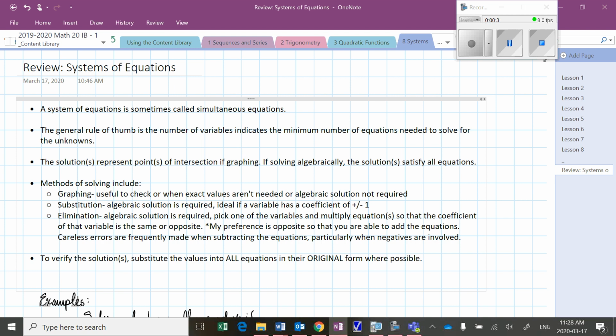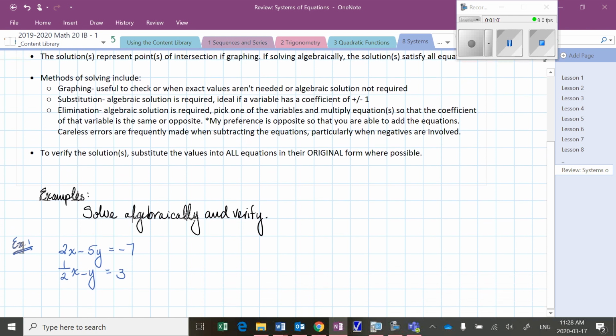And speaking of the solution, it represents the point or points of intersection if you're graphing. And if you're solving algebraically, the solutions are values that will satisfy all equations. In terms of solving, we've got our three options that we learned last year, and they are graphing. Graphing is really useful to check, or when exact values aren't needed, or perhaps you're not asked to show an algebraic solution. So that's a quick way to get to a solution.